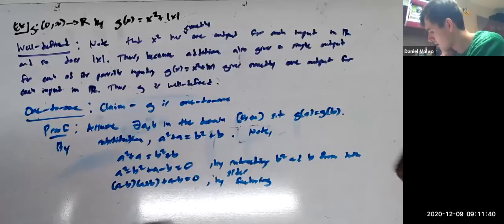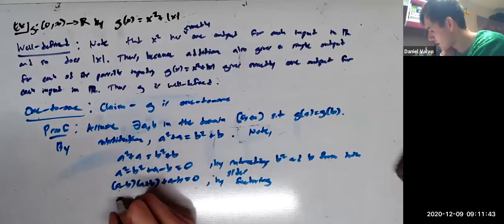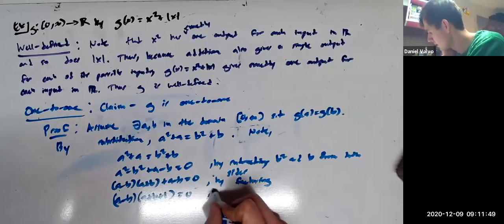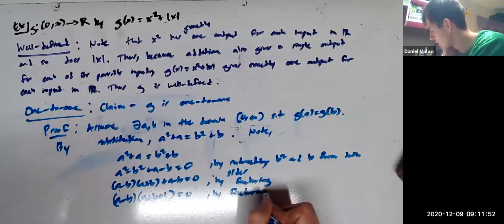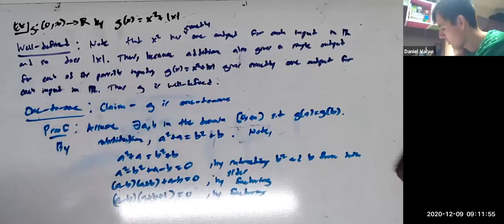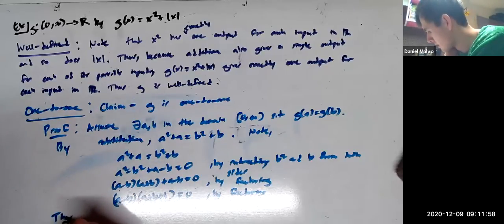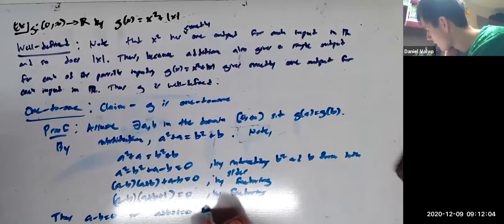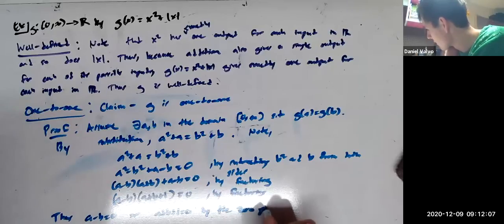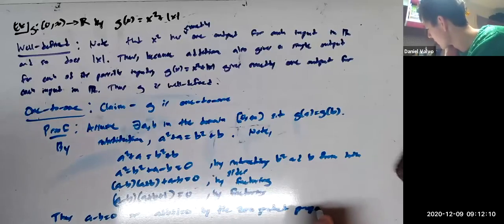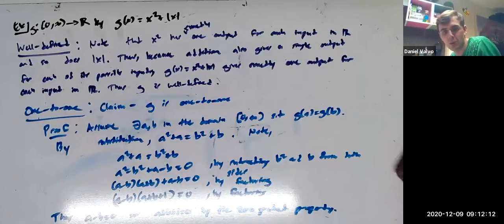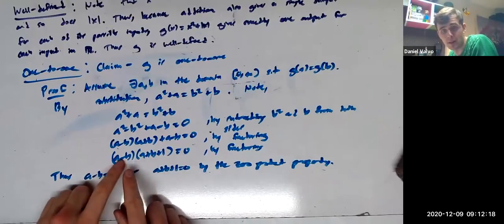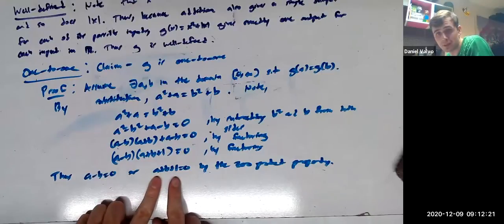There we go. And then we have an A minus B here and an A minus B here, so we can factor again. Also by factoring. And then, thus, A minus B equals 0, or A plus B plus 1 equals 0 by the zero product property. I like to name it. The zero product property says that if two things multiply to equal 0, one of them's got to be 0. So now A minus B equals 0 or A plus B plus 1 equals 0.